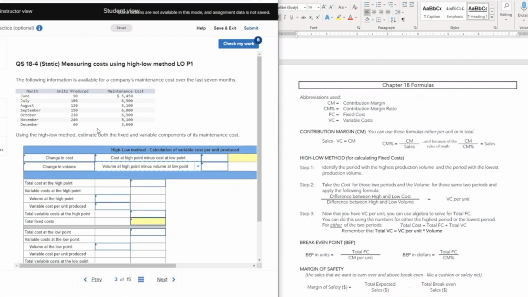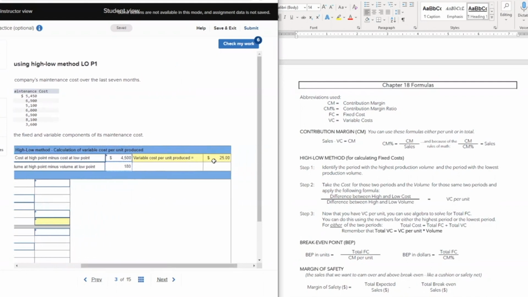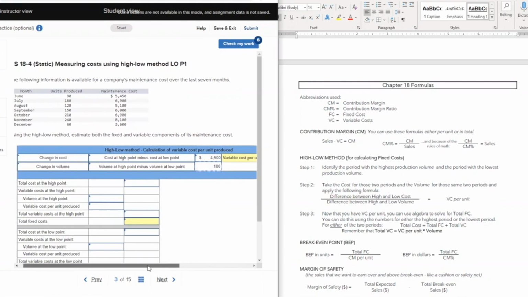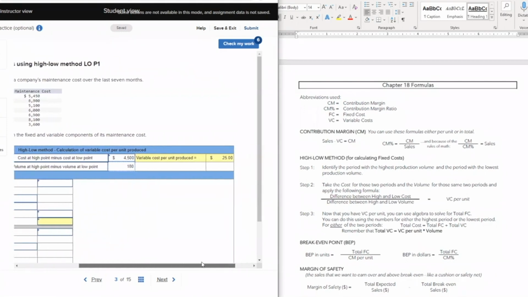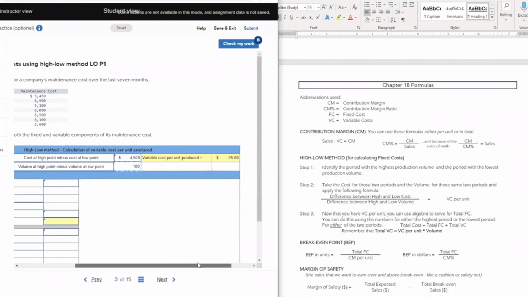So again, as far as cost goes, the difference between 8,100 and 3,600 is 4,500. So 4,500 is the difference there. So I put that in. And as far as the volume, the difference between these two numbers is 240 minus 60. That's 180. All right, and now my variable cost per unit is $25. Now I know that these things cost me $25 per unit in variable cost. I don't know what the fixed costs are yet, but I'm going to find out.